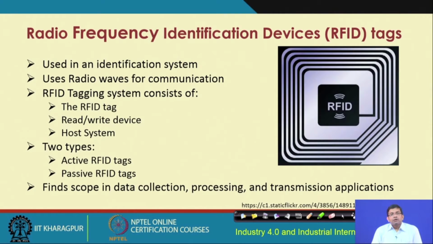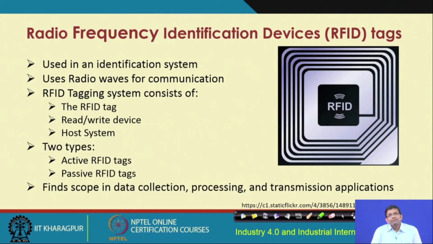So, RFID uses radio waves for communication. In RFID the technology is radio communication technology. There are radio waves that are communicating, and this RFID tagging system will have different components: the RFID tag, the reading or the writing device, and the system on which the RFID tagging system is deployed.